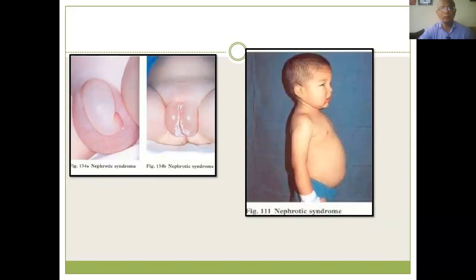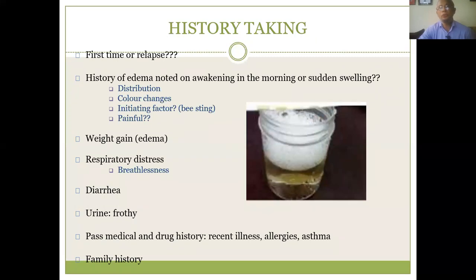Here you are seeing there is vulval edema, scrotal swelling, and there is generalized swelling, that is anasarca. These are the features. Now comes the meticulous history, which is very, very important. Whether this generalized swelling is the first time or a relapse, you have to clarify from the history. And what about the distribution of swelling?